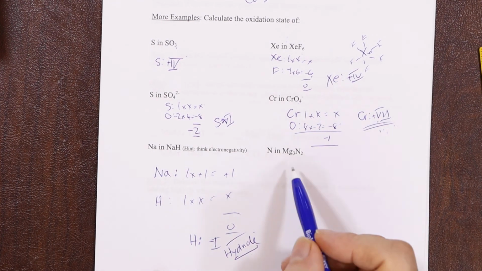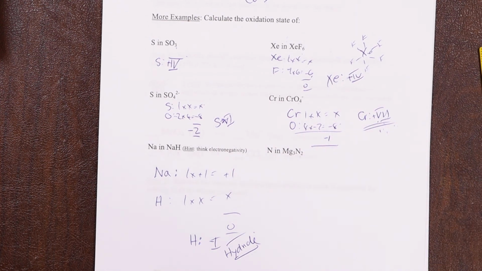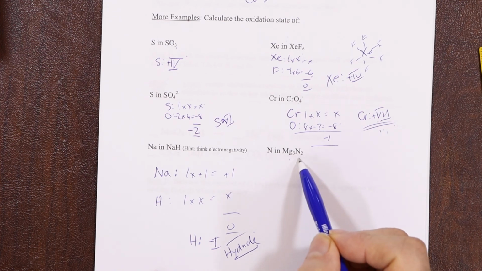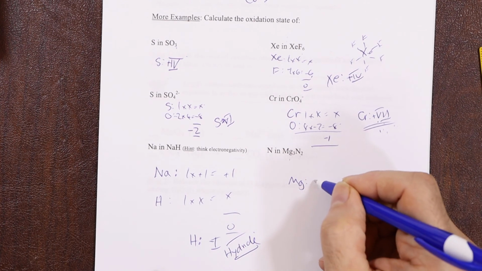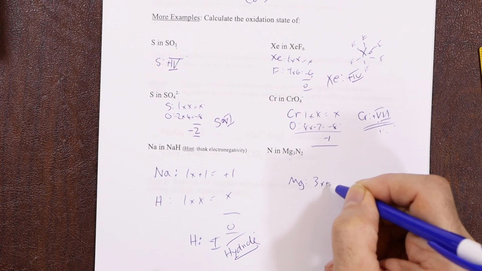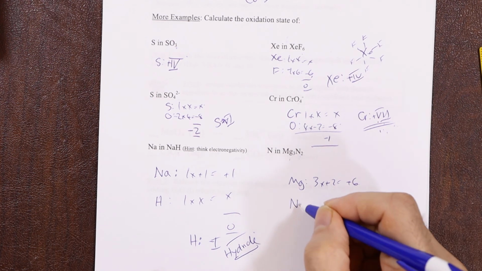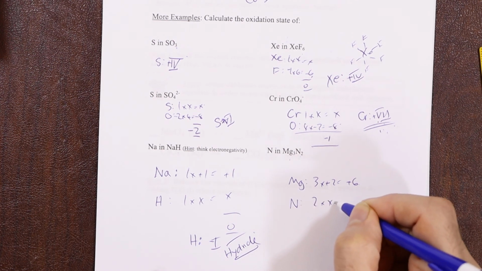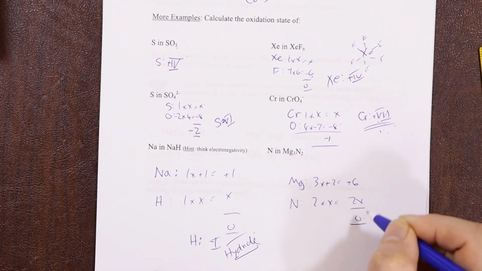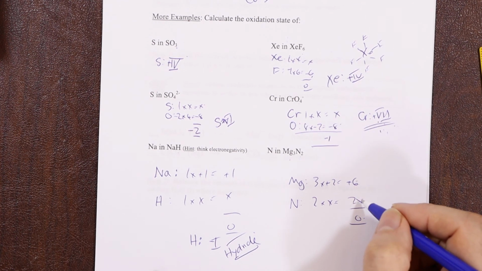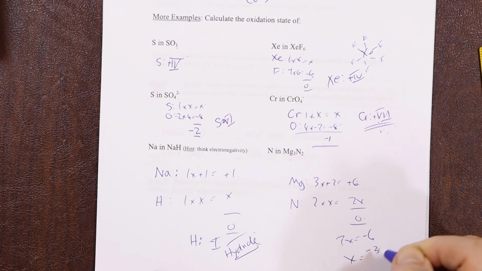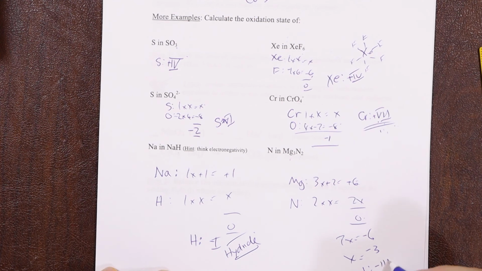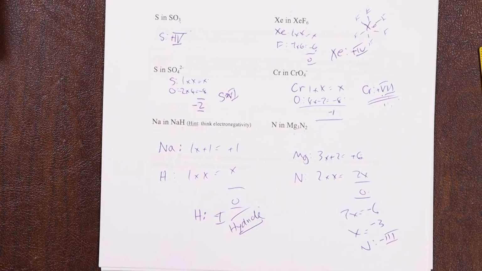All right, finally, you can work this out, but hopefully you're having a flashback to Chem 101. Magnesium makes a plus 2 ion, nitride makes a minus 3, but let's just confirm it. Let's just make magnesium the fixed plus 2. So there's 3 times plus 2 equals plus 6. Nitride is 2 times x equals 2x. It adds up to 0. So 2x equals minus 6, x equals minus 3. Yeah, no kidding. Nitride is a minus 3 ion. Yeah, we know that. It's a minus 3 oxidation state.